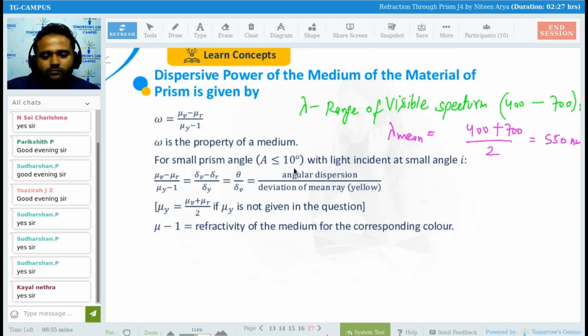You guys seem like I have made you bored enough. Sometimes I do. This is my dispersive power. Okay, let me define dispersive power.